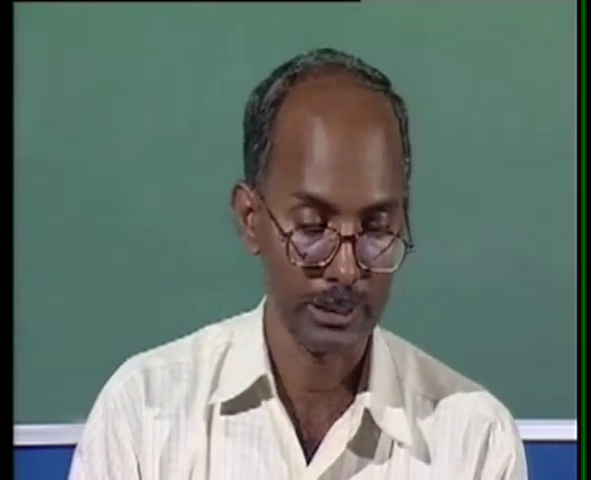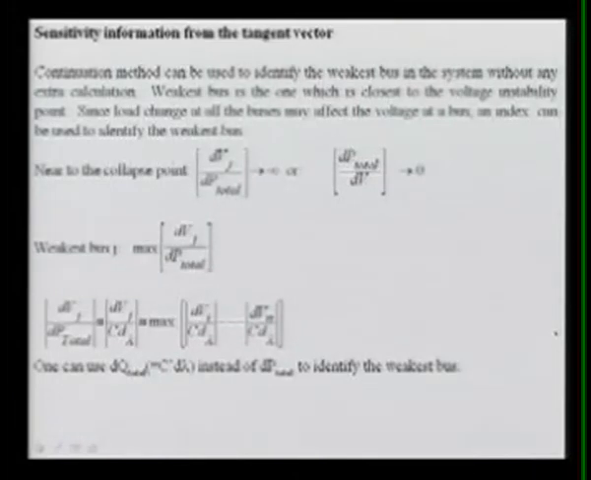so that we can know which one is the weakest bus and very close to the voltage instability point. Means the weakest bus is the one which is closest to the voltage instability point, since load change at all the buses may affect the voltage at a bus. An index can be used to identify the weak bus in the system.